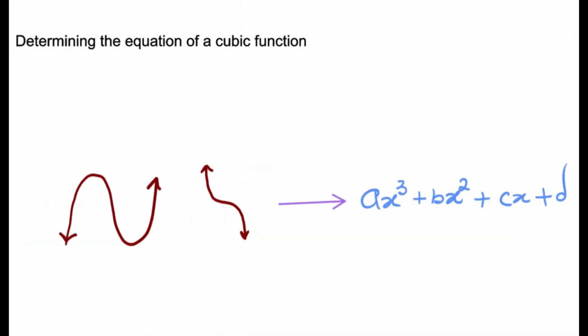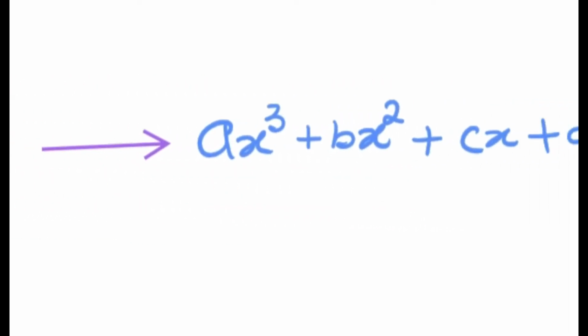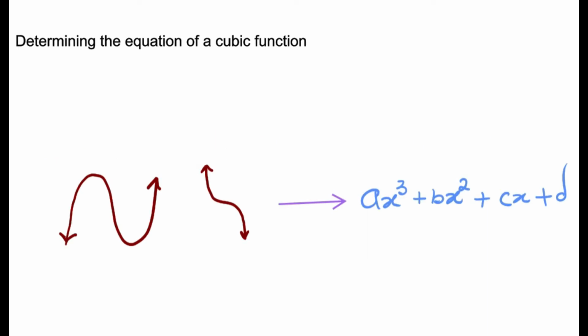So today we'll be talking about determining the equation of a cubic function. What we want to do is take a graph, a cubic graph, and change it into a cubic equation. We're going to be trying out two examples of this, and at the end of this, you should have a better understanding of how it works. Let's get into it.